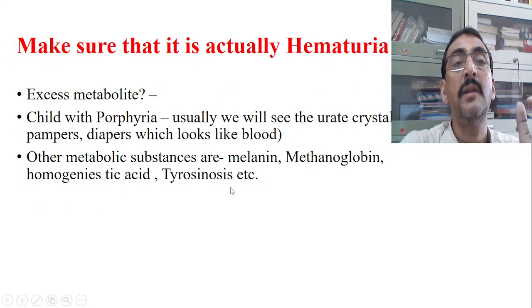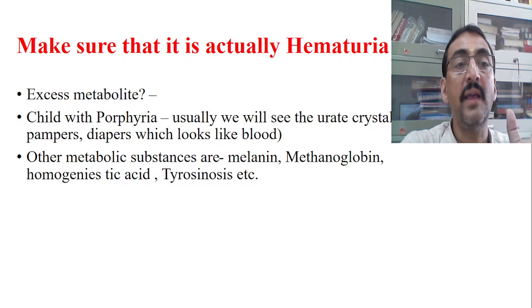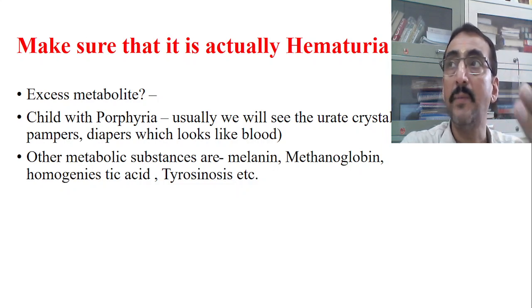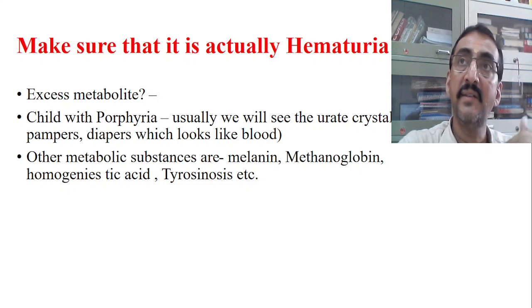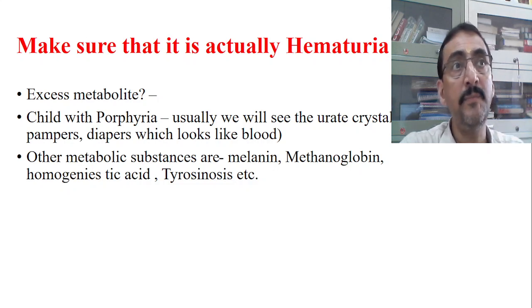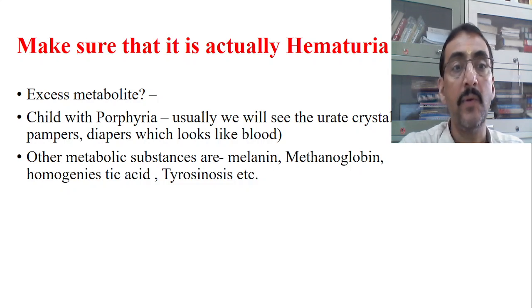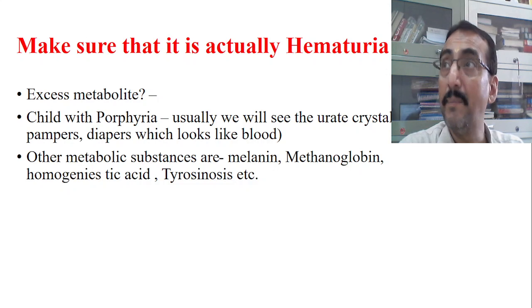Similarly, make sure that it is actually hematuria, that is, whether it is excess metabolites. Is it because of excess metabolites? Sometimes the body produces excess metabolic waste, and that waste has to be excreted through the urine only. So urine color will change. For example, a child with porphyria. Child with porphyria, so usually we will see the urate crystals in the pampers or diapers, which look like blood.